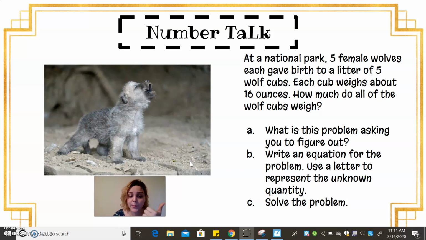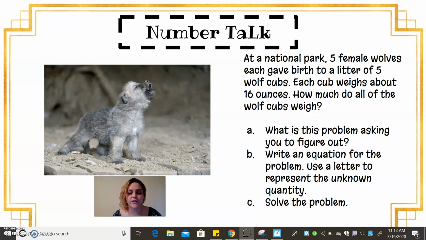A, what is this problem asking us to do? B, write an equation for the problem. Use a letter to represent the unknown quantity. It can be the letter W. And C, solve the problem. So I'm going to have you pause. You don't have to write the story problem all over again, but just use the numbers in order to solve. Pause and solve. All right, we're back.